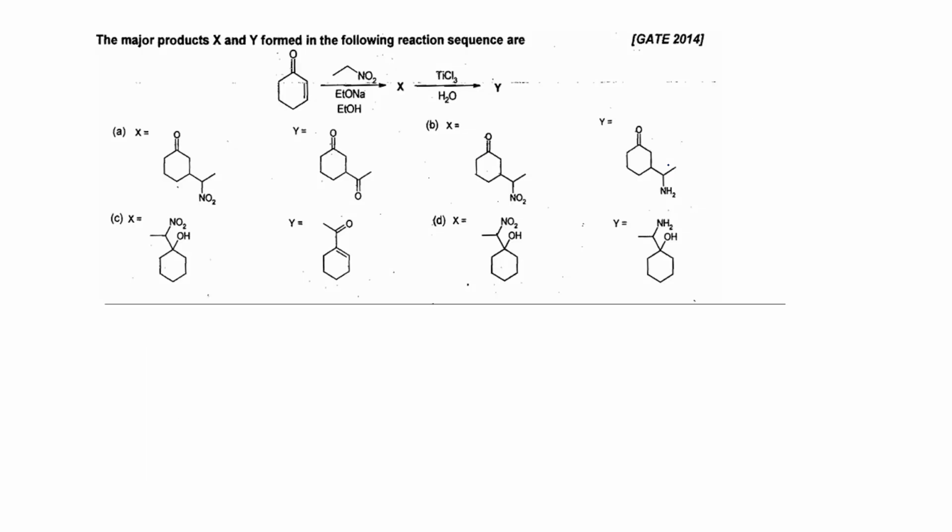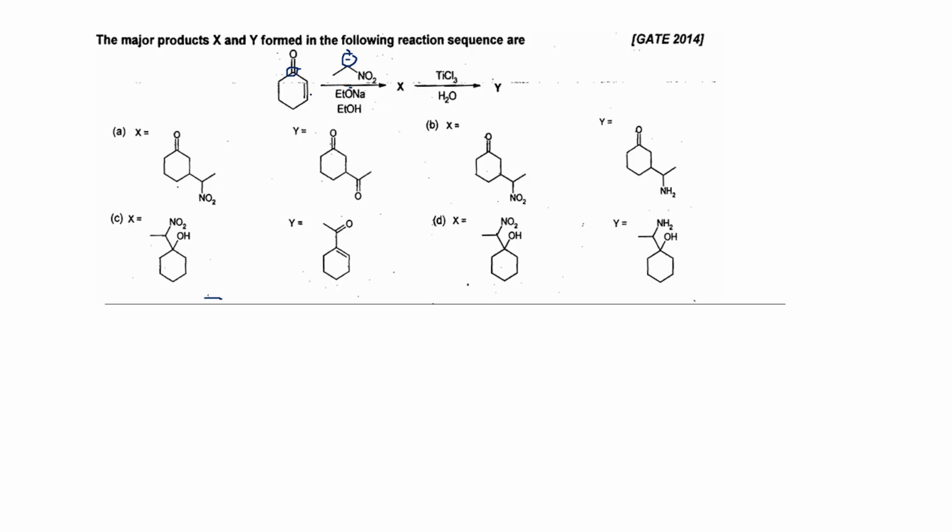Let's go to the next question. What will be the major products X and Y formed in the following reaction sequence? In the first step, they have given this nitroethyl. In the presence of base, there will be a negative charge here. Now this can attack the beta position or the carbonyl.